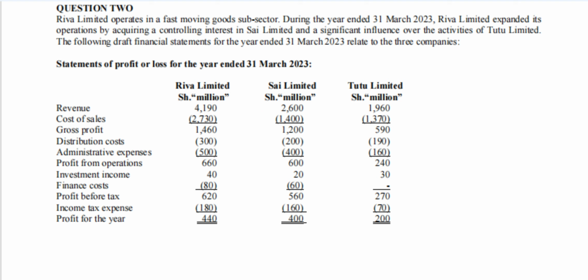So, statement of profit or loss for the year ended 31st March 2023. You can see them for the three companies. River Limited, which is the parent company or the holding company, then Sai Limited, which is a subsidiary company which was controlled, and then Tutu Limited. So these are the financial statement information. There you can see the revenue for the three companies, cost of sales, gross profit, distribution cost, administrative expenses, profit from operations, investment income, finance cost, profit before tax, income tax expense, and profit for the year.